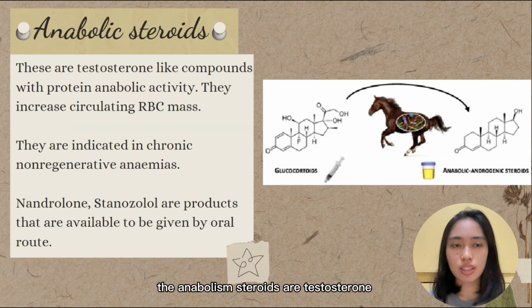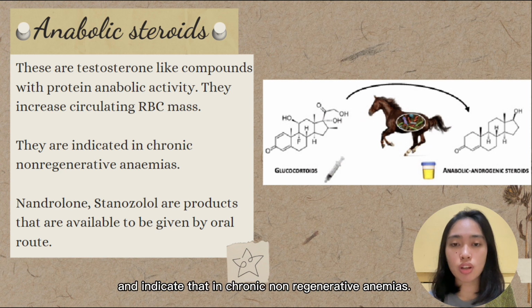For the last one, the anabolic steroids are testosterone-like compounds with protein anabolic activity. They increase circulating red blood cell mass and are indicated in chronic non-regenerative anemias. Nandrolone and stanozolol are products that are available to be given by oral route.